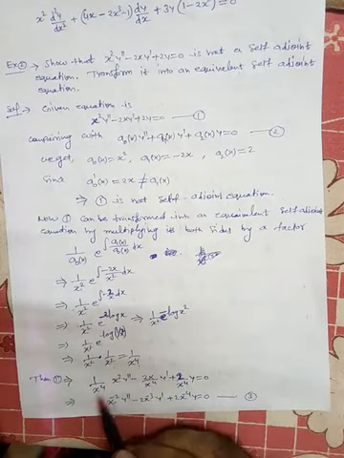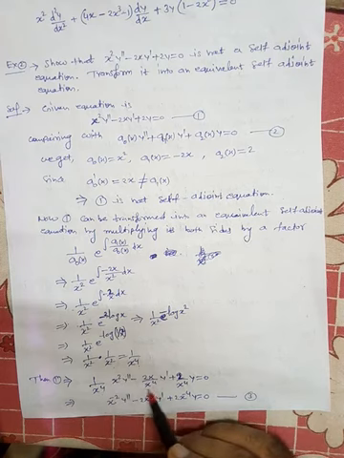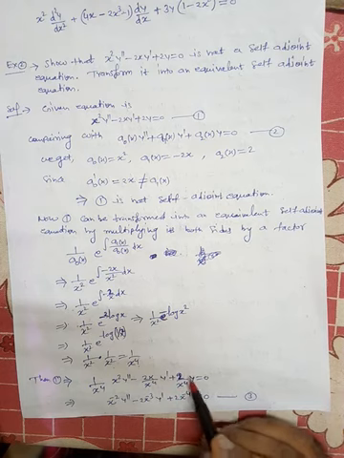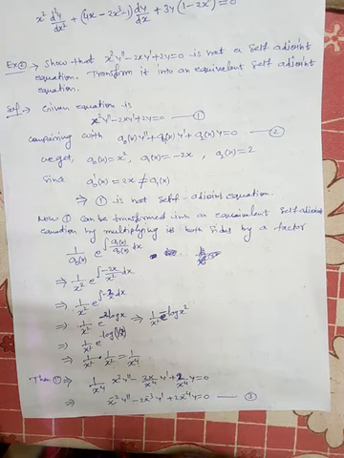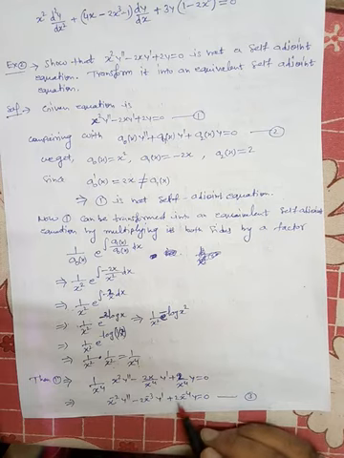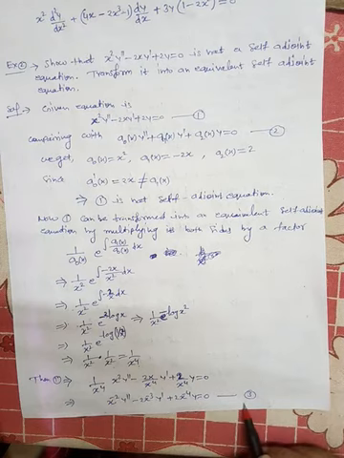So we get 1 by x raised to the power 4 into x square y double dash minus 2x upon x raised to the power 4 y dash plus 2 upon x raised to the power 4 y is equal to 0. So x raised to the power minus 2 y double dash minus 2 x raised to the power minus 3 y dash plus 2x raised to the power minus 4 y is equal to 0. This is equation number 3.